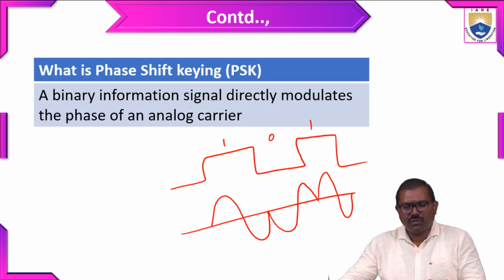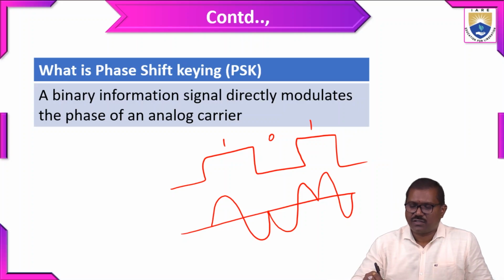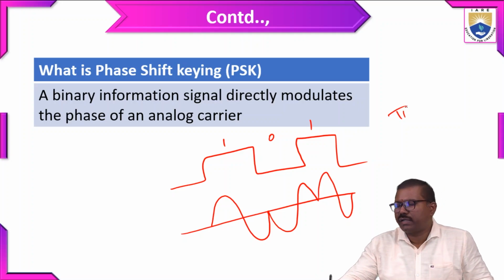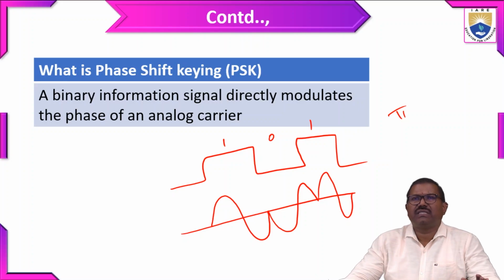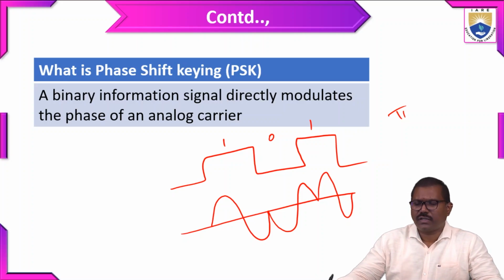Okay, so the phase shift between symbol 0 and symbol 1 is 180 degrees. Just pi. Pi is 180 degrees. So a 180 degrees phase shift is given in PSK. Okay.